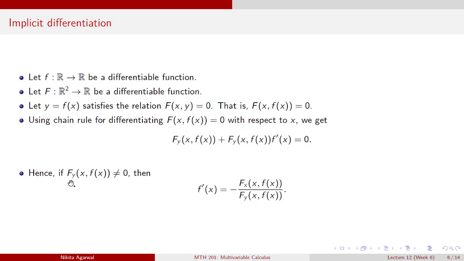Therefore, if F_y at (x, f(x)) is non-zero, then f prime of x would become minus F_x at (x, f(x)) divided by F_y at (x, f(x)), if this term is non-zero. Remember, this is F sub x, this is F sub y. Okay, right? So remember these steps. What I'm saying is that if you can write y in terms of x, then this is the relationship.